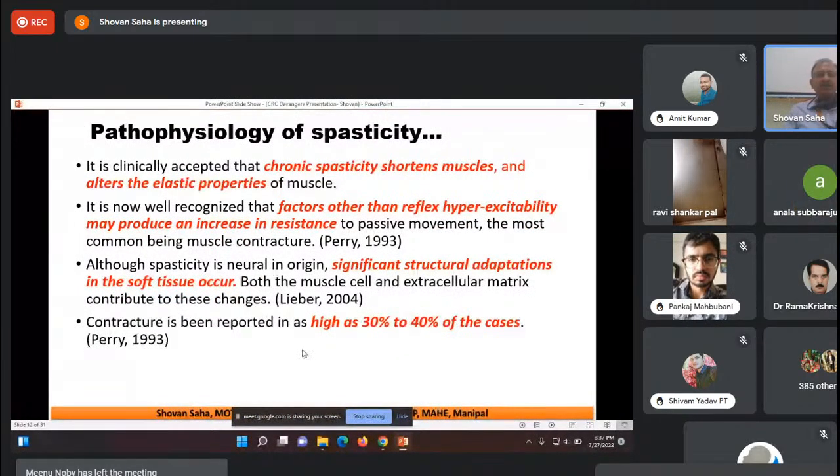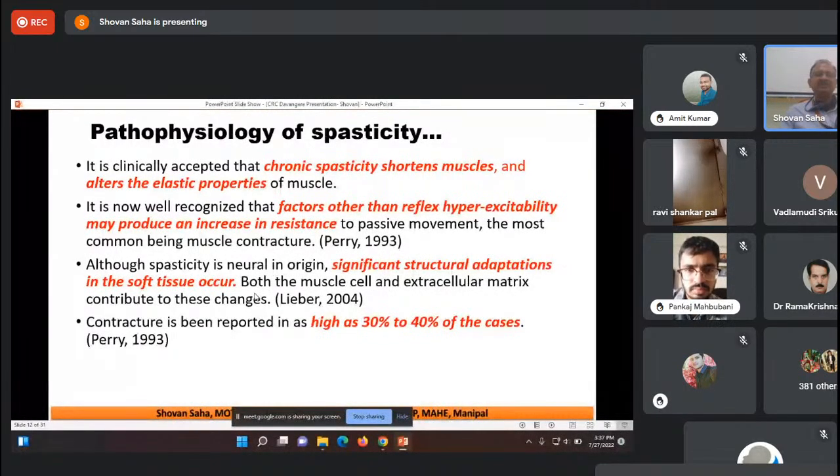Okay, a quick run, a couple of sentences on the pathophysiology of spasticity in connection with splinting. Pathophysiology of spasticity is a big topic, but these are some of the key points which are of interest when we are dealing with the subject of splinting. Chronic spasticity shortens muscles and alters their elastic properties. So it is not a purely neurological aspect, as we saw in the previous slide also.